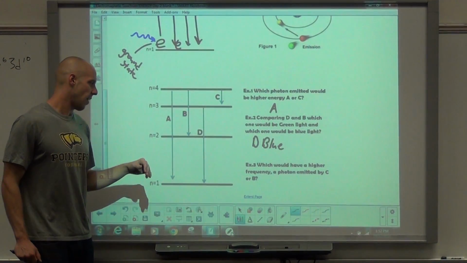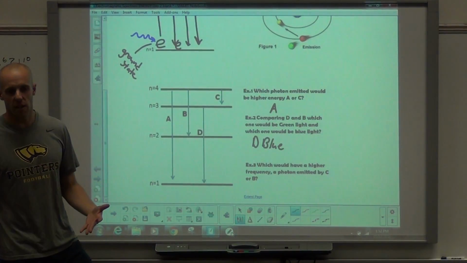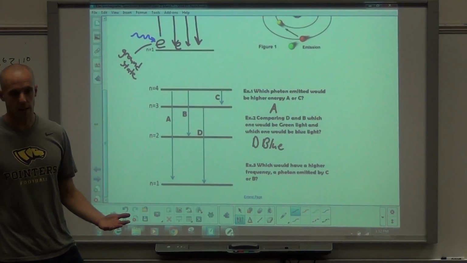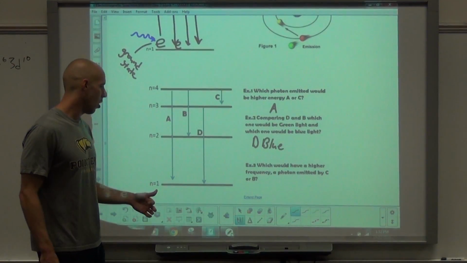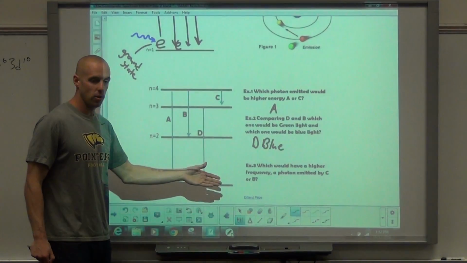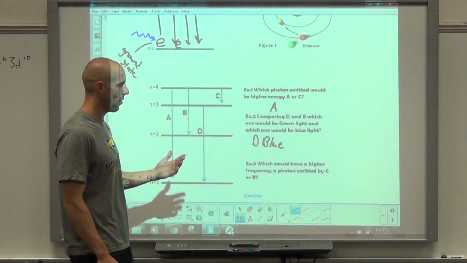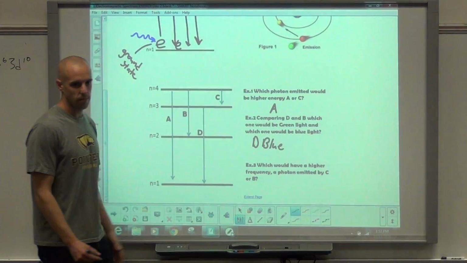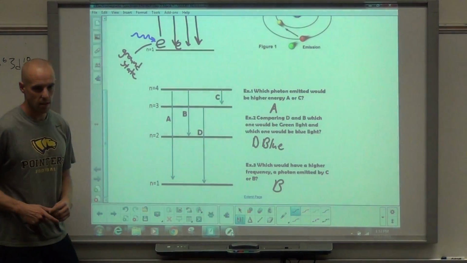Example 3, it says, what should have a higher frequency, a photon emitted by C or B? Well, what's the relationship between energy and frequency? It's the same, right? Well, they're not exactly the same, but the relationship's proportional, right? It's a proportional relationship. So all we need to do here is figure out which one's bigger, right? Which one gives off more energy? The one that gives off more energy would also have a higher frequency. So is it B or C? It's B.